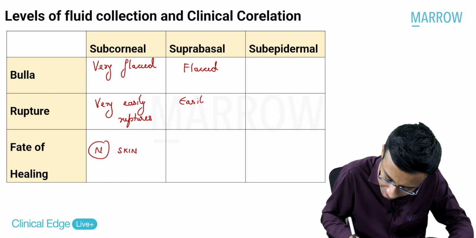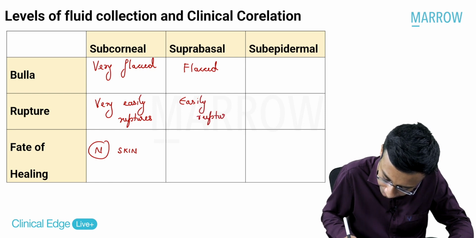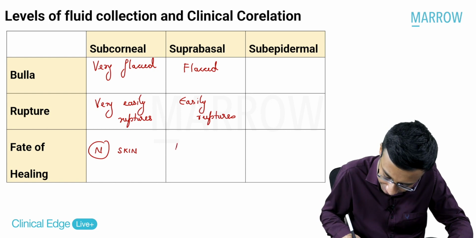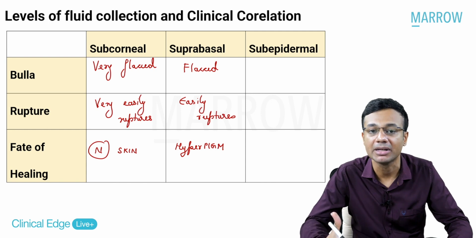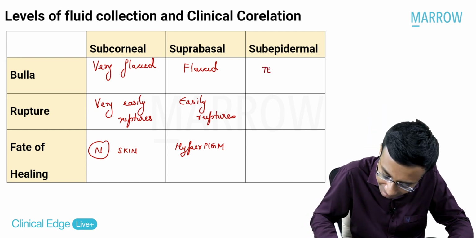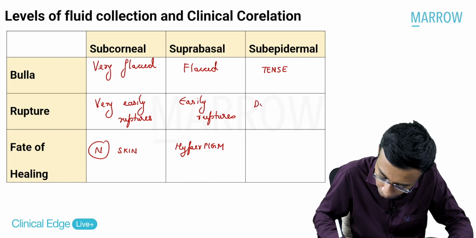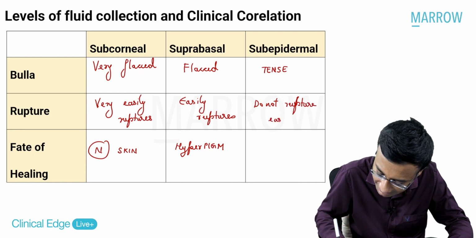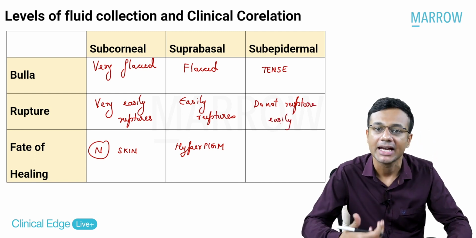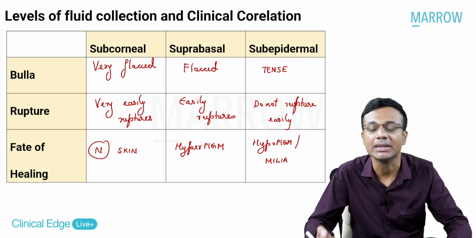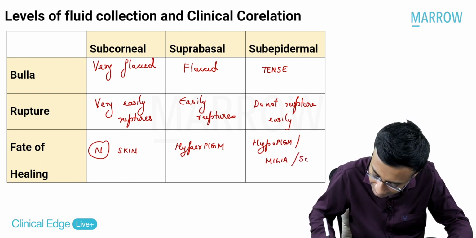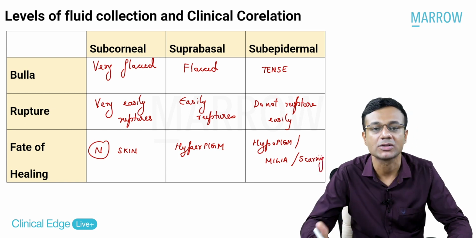It easily ruptures, and generally the bulla is going to heal with hyperpigmentation. And when you think of a subepidermal blister, which is very deep, you're going to be having a tense blister. It does not rupture easily because it is deeper within the skin and usually heals with hypopigmentation, sometimes even with milia. Small epidermal inclusion cysts can be there, and rarely can be associated with scar formation.